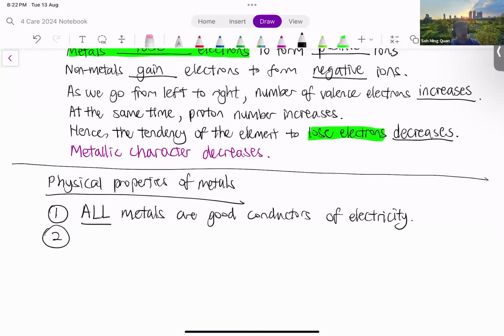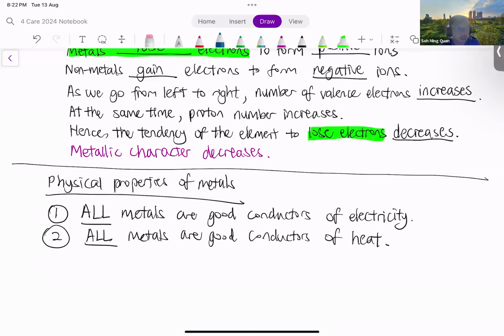The next physical property, all metals are good conductors of heat. So again, there is no exception to this. You have noticed that I've deliberately written the "all" there. This is because for these two physical properties, it applies to all metals. The next physical properties that I will talk about do have some exceptions, meaning some metals may not follow that physical property.